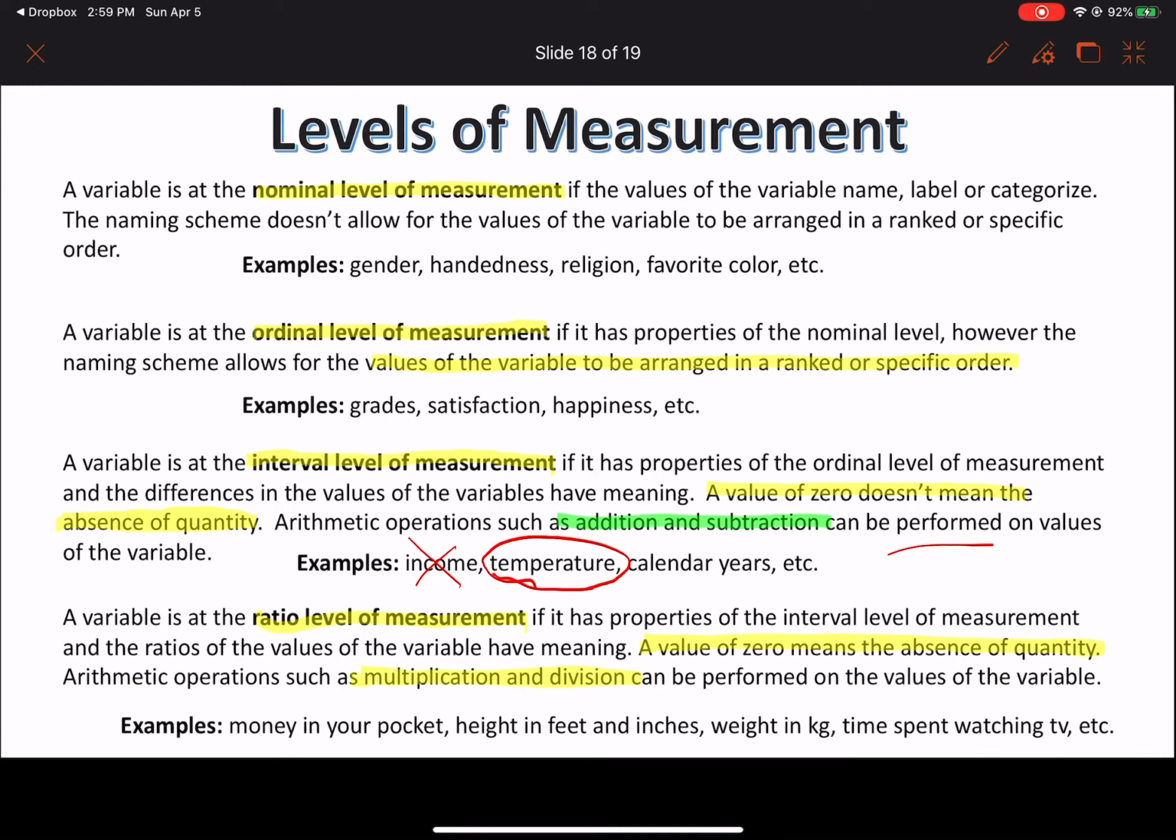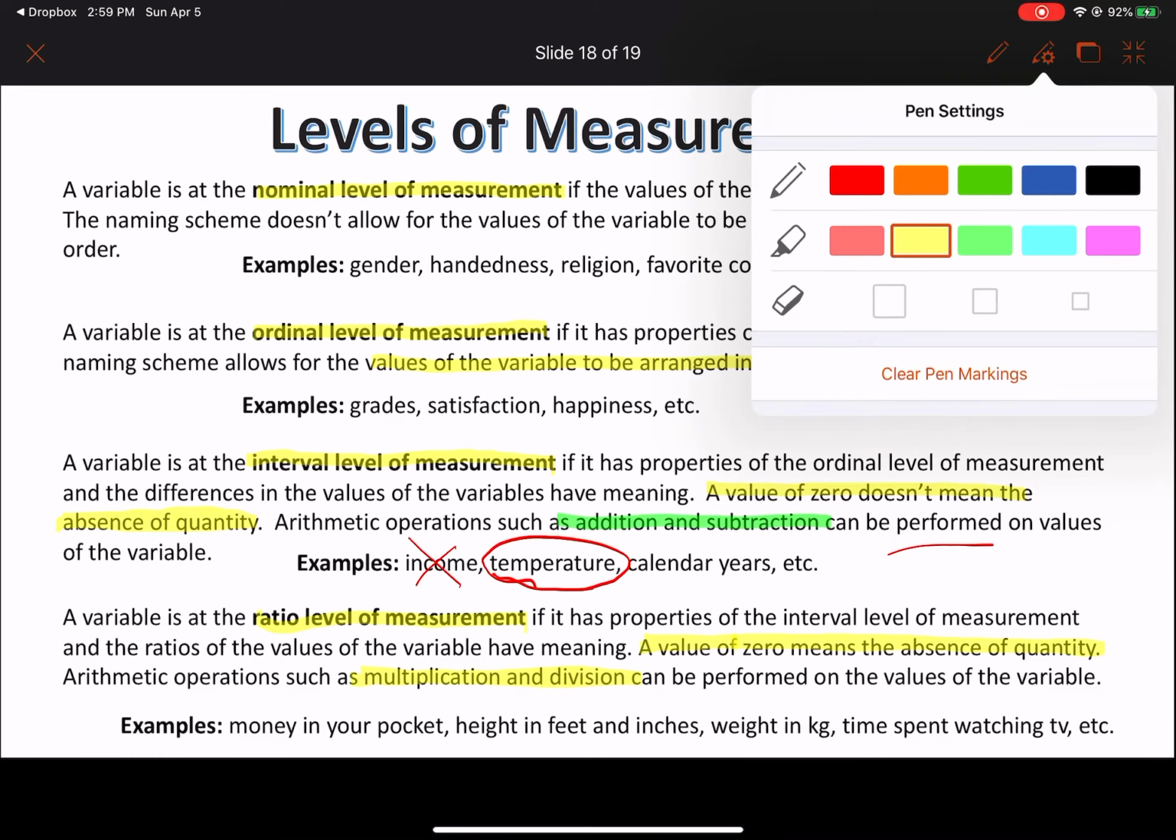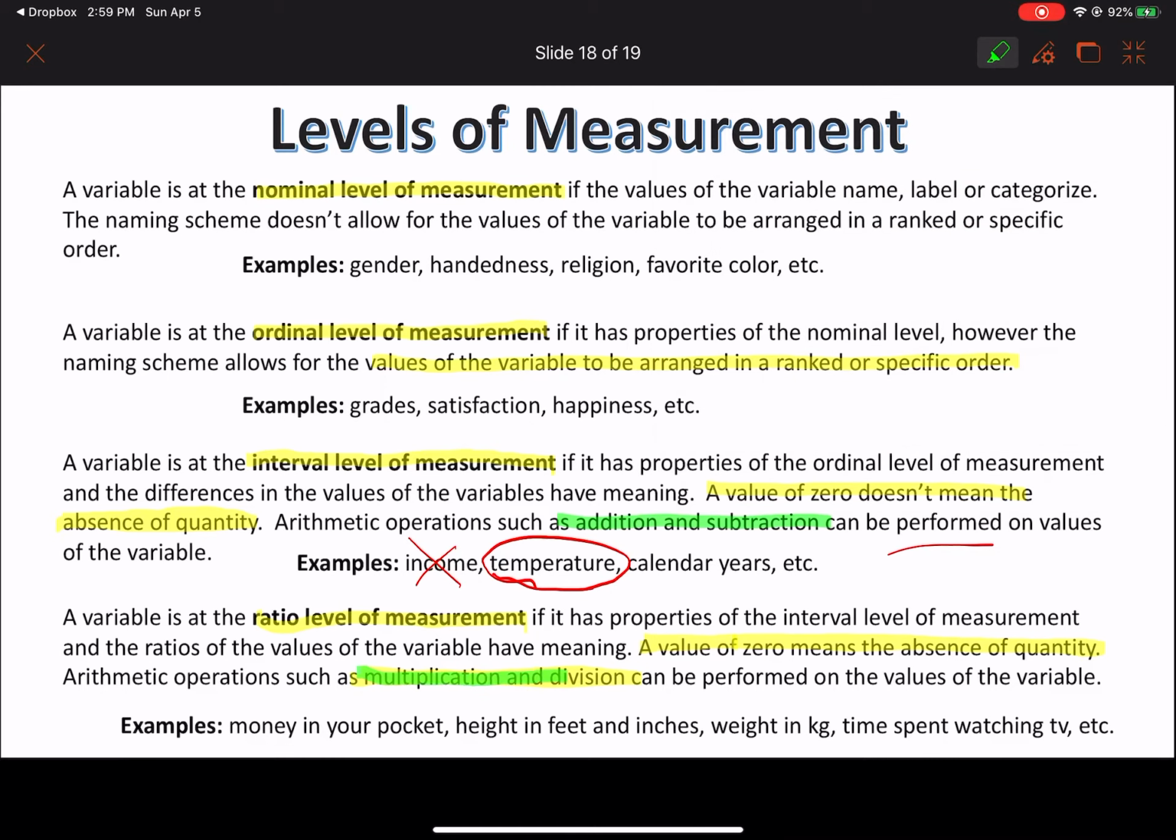So think about the value of 0 and think about whether it's multiplication or division. That's how you can tell these two apart. And if you can give me a good explanation, I'll give you points for that one. So let's take a look at some examples here.